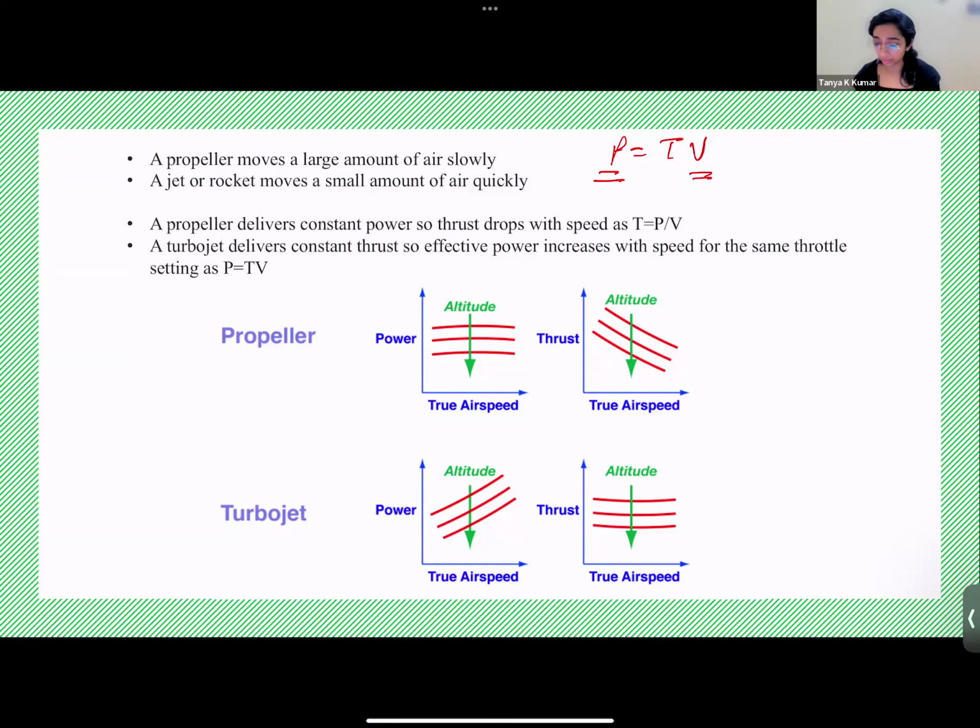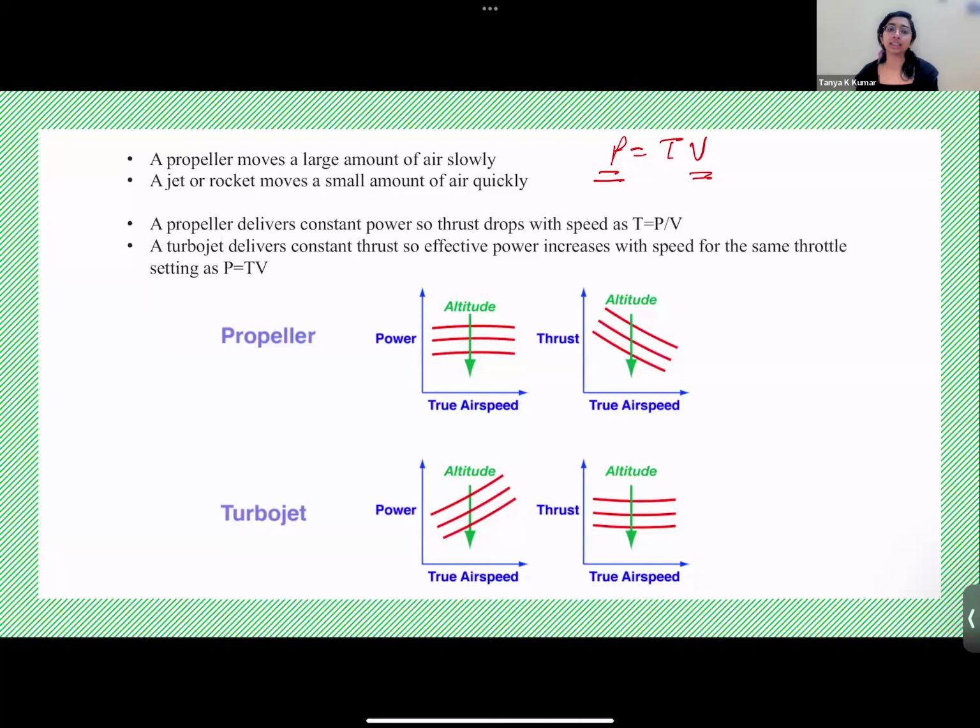So you can see this in the graphs here. The power remains relatively constant at a particular altitude. All power, thrust, everything reduces with reduction in altitude. That is a given. But if your altitude is the same, density is the same, then with increase in airspeed, your power remains almost constant. But because of that, your thrust reduces.